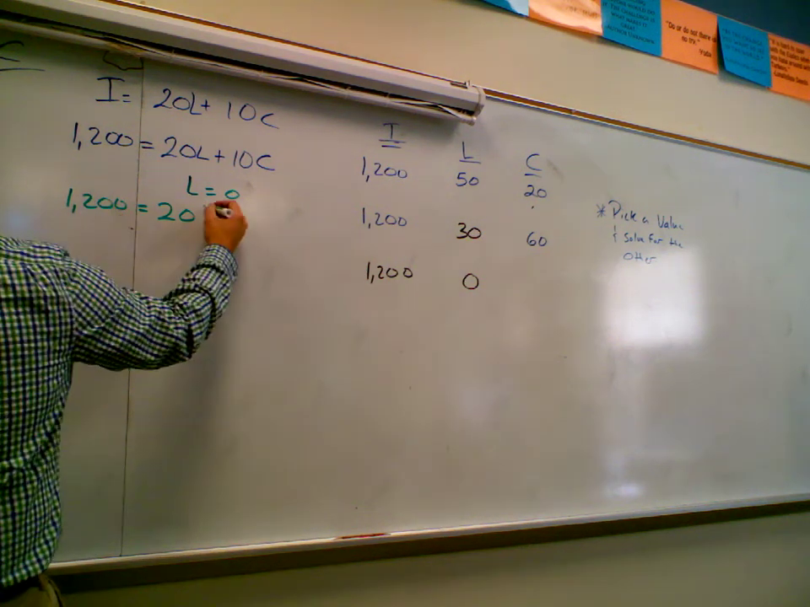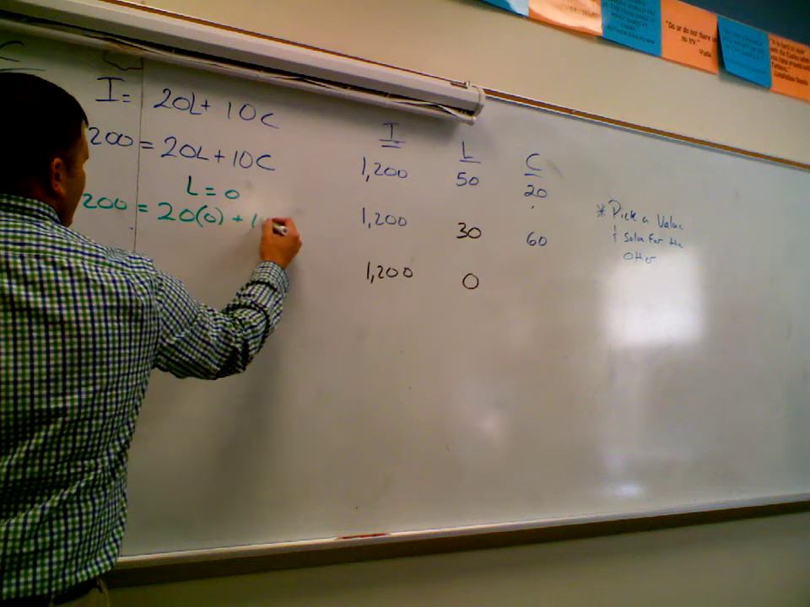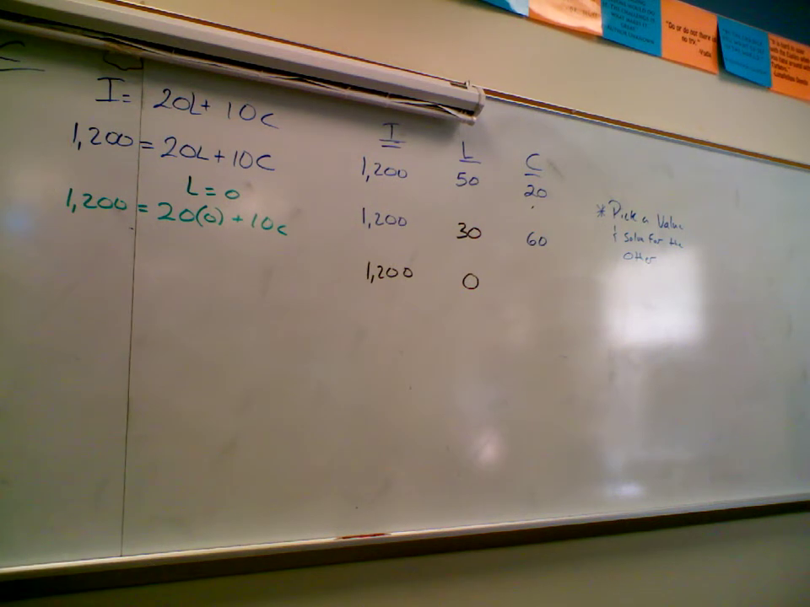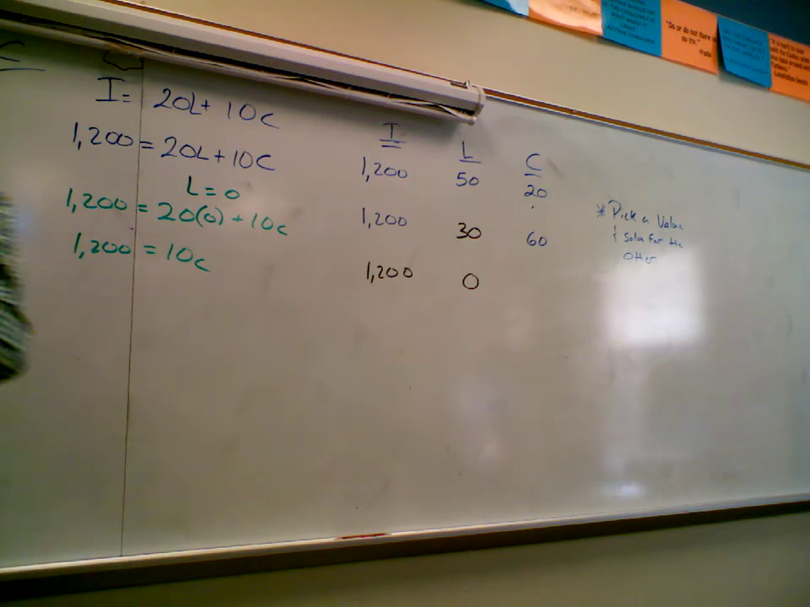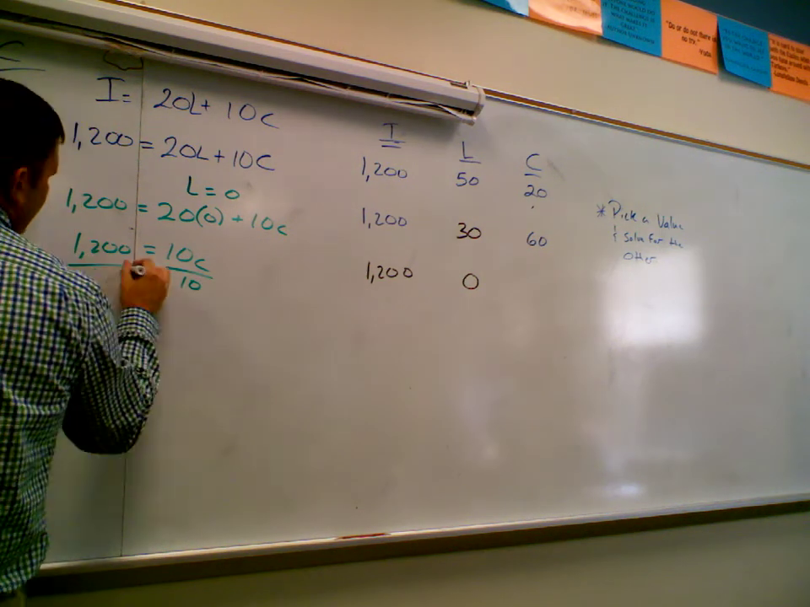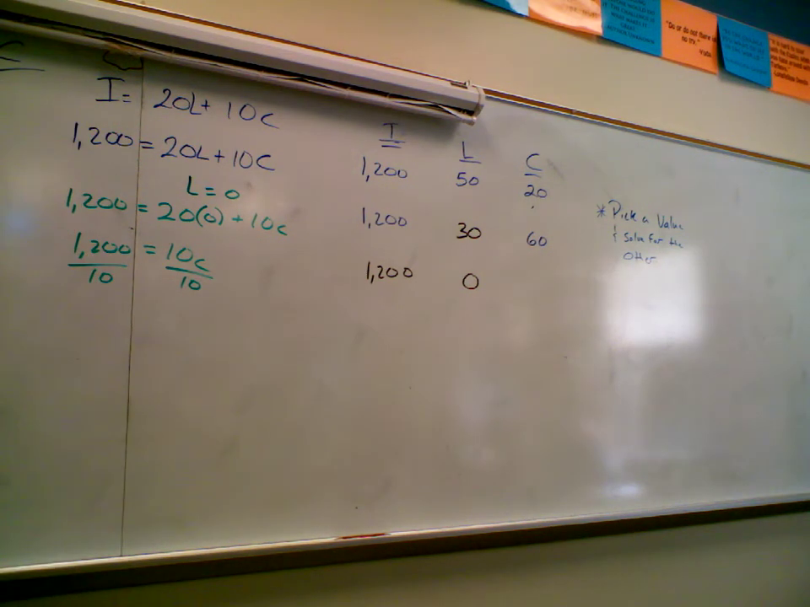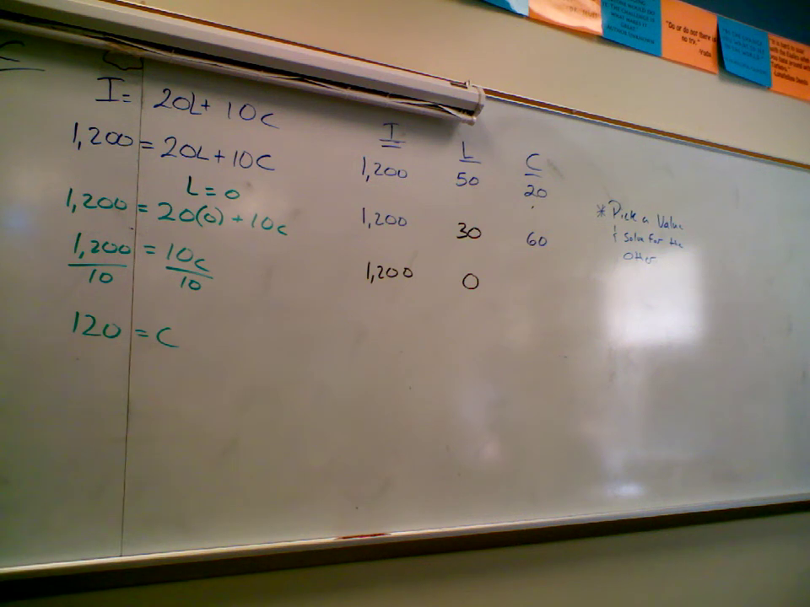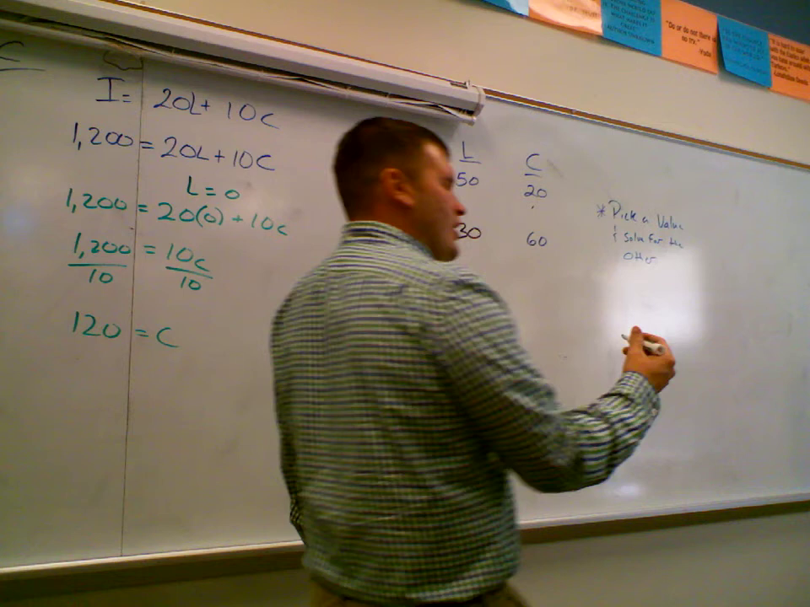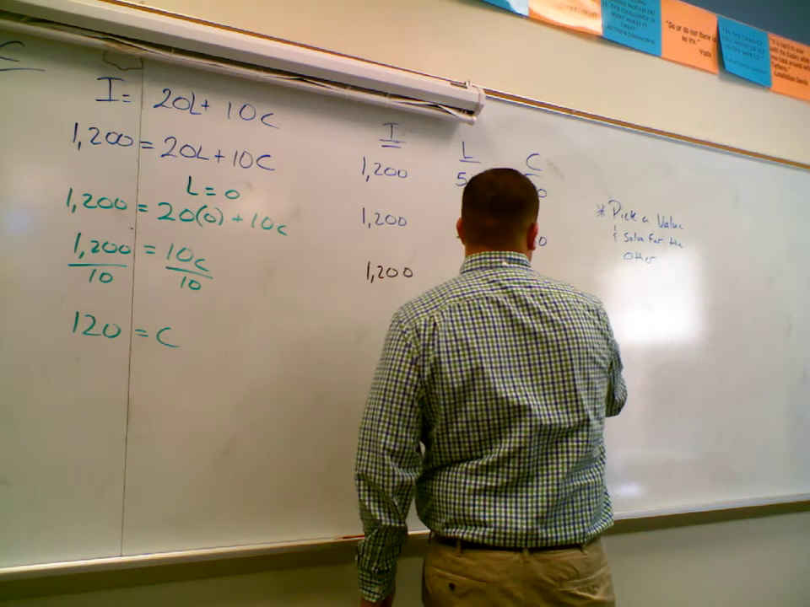You got it now? Okay, so L is 0, so we have 20 times 0 plus 10C, right? What's 20 times 0? 0, so then we have 1200 equals 0 plus 10C or just 10C, right? So now what do I do? Divide by 10. 120. So 120 equals C. So that means if he mows 0 lawns, he has to wash 120 cars.